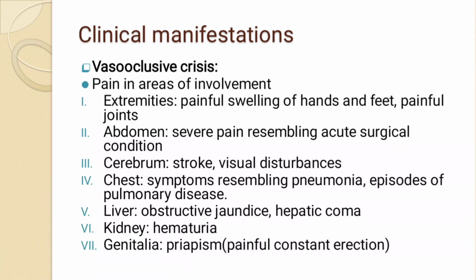To simplify them: extremities, painful swelling of the hands and feet, painful joints; abdomen, severe pain in the abdomen resembling an acute surgical condition; the cerebellum, shock, visual disturbances; chest, symptoms resembling pneumonia, episodes of pulmonary disease; in the liver, obstructive jaundice, hepatic coma; kidney, hematuria; genitalia, painful constant erection, which we call priapism.